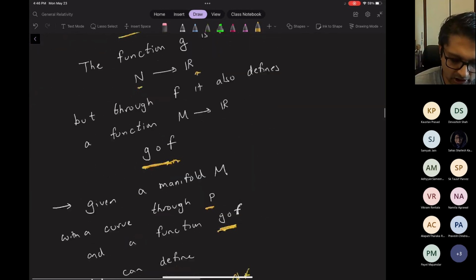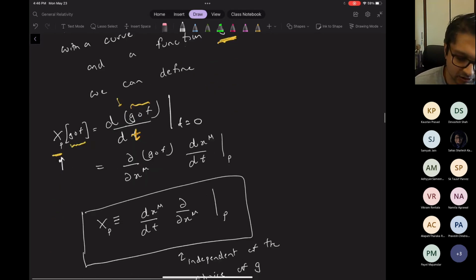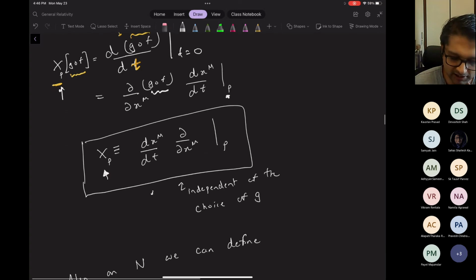Now we can define this differentiation, and we define it at t equal to 0. That gives me a vector at the point P. So this is the partial x mu of G circle F times dx mu by dt at the point P. This allows me to define tangent vectors X_P, which are dx mu by dt times partial x mu at P. These tangent vectors are independent of the choice of G.